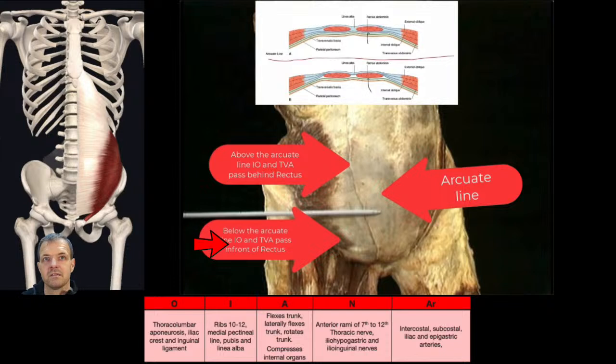Below that line, the internal and transverse abdominis pass in front of the rectus. So there, this one. There's your internal, there's your transverse abdominis, and this time they go in front. Okay, so there. So the only thing behind is the transversalis fascia and the peritoneum. Okay, so your arcuate line is around that area there. So your belly button around there. So it's just below your belly button. Okay.